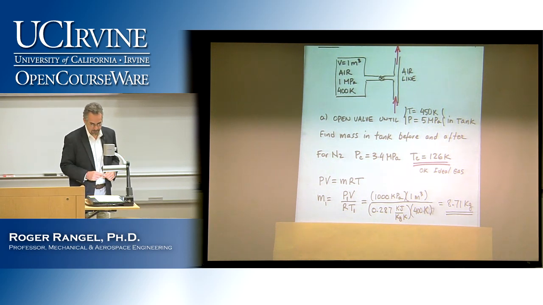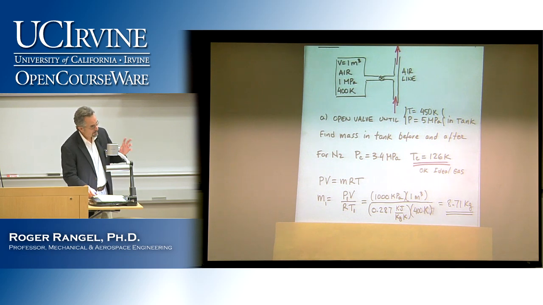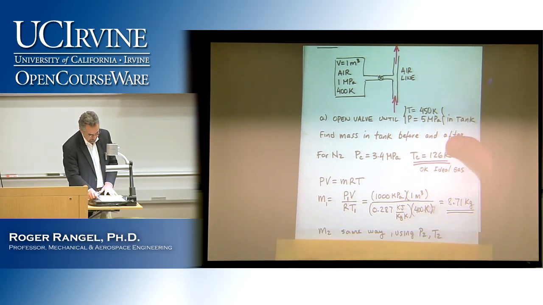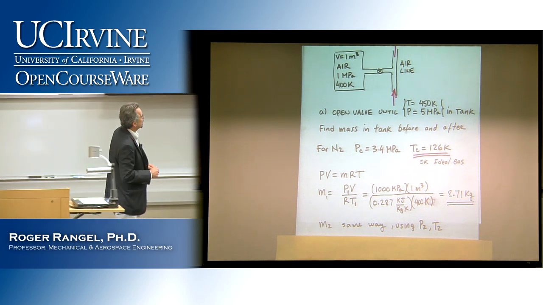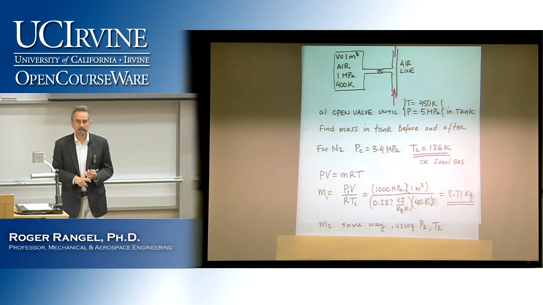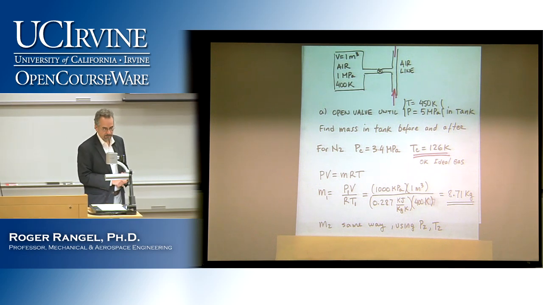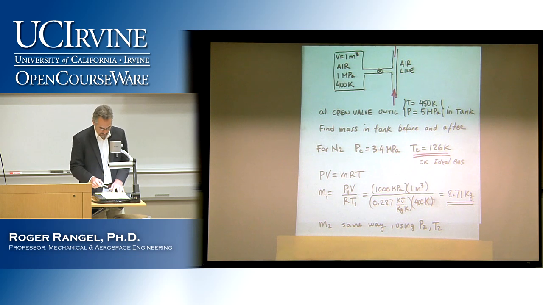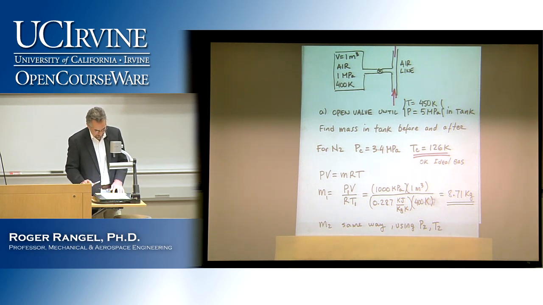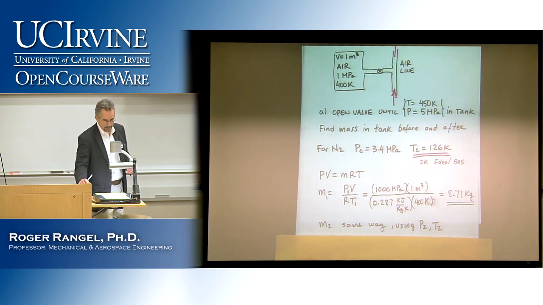So what happens after? As the valve is open, mass flows in. Can I get the second mass? The answer is yes, because they gave me the final pressure, and they gave me the final temperature. And the volume, of course, doesn't change. The volume is the same. So with the final pressure and final temperature, I can get the mass at the end. All right, so that's part A. What is the mass of air in the tank before and after the process? We're done with that part of the question.